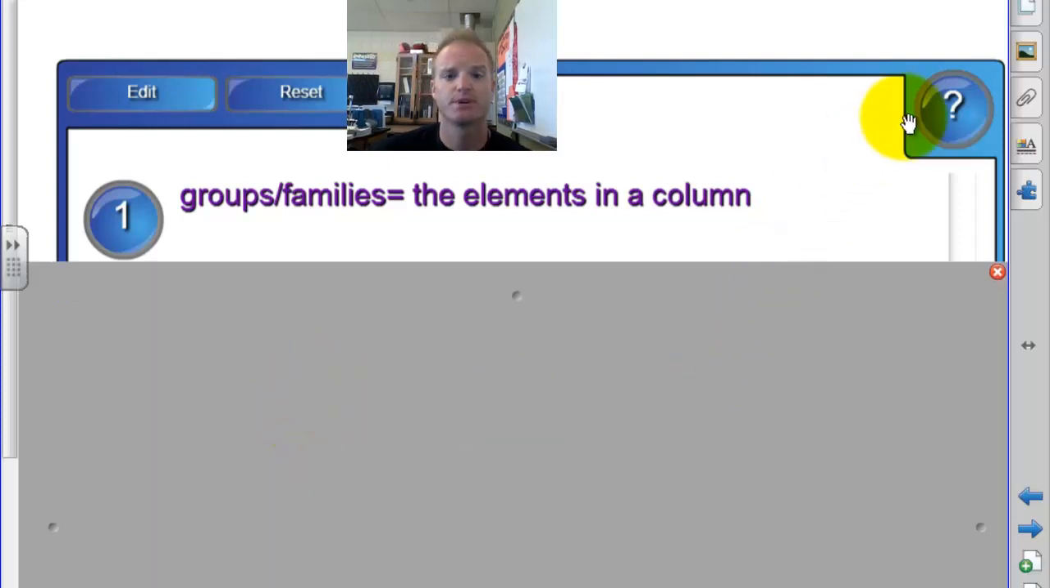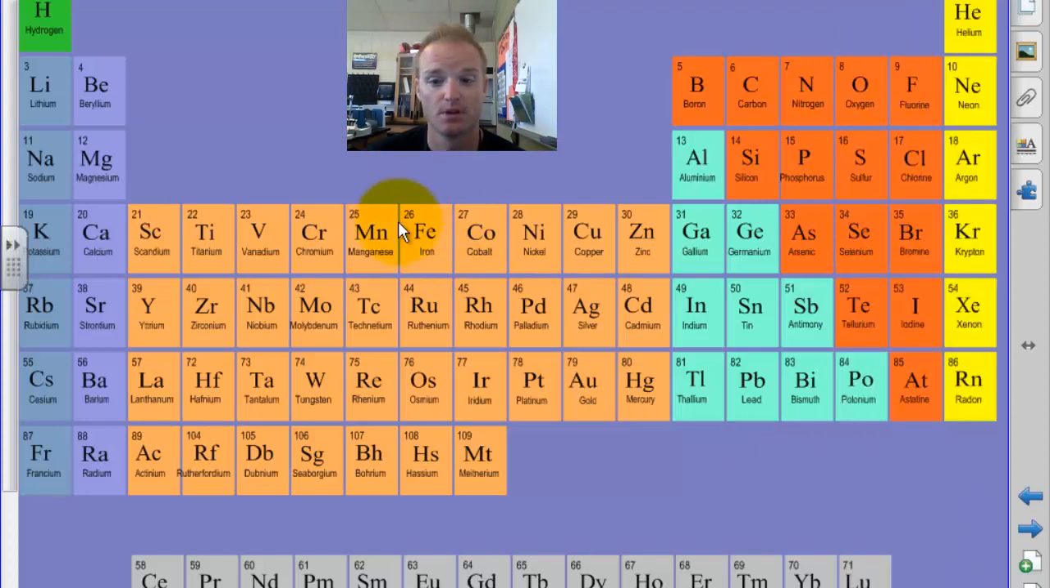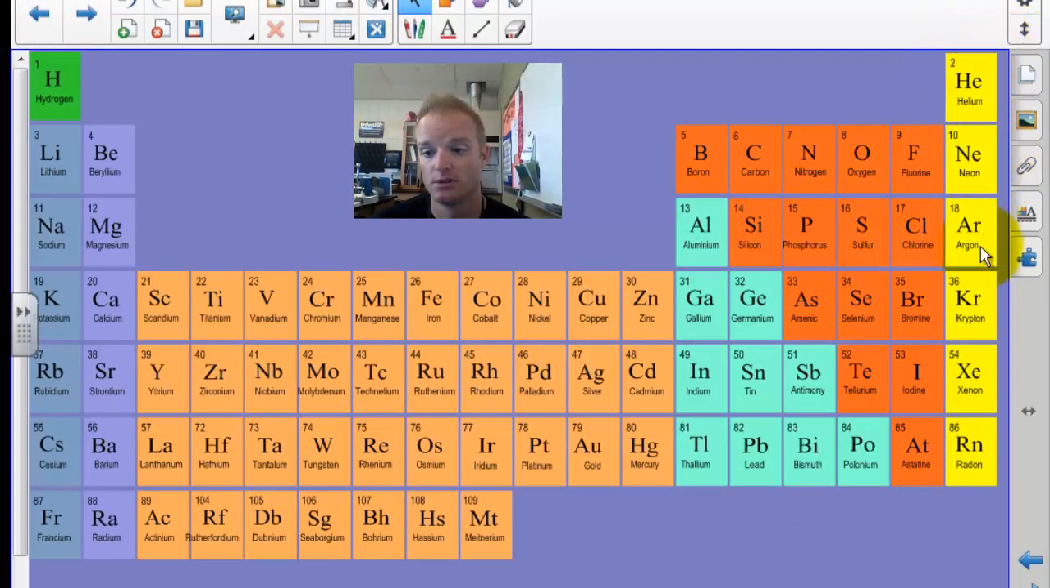the periodic table is arranged into groups or families. And these are a group, or all the elements in the same column, the same vertical up and down column, would be in the same family. So if we go look at our periodic table, and we'll come over here to the yellow, you can see all the elements in this up and down column have similar properties.